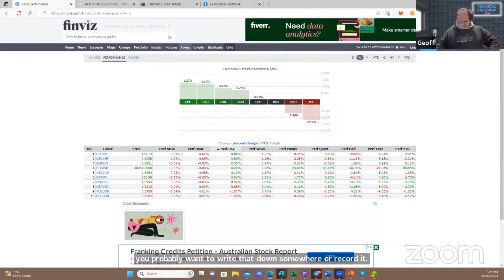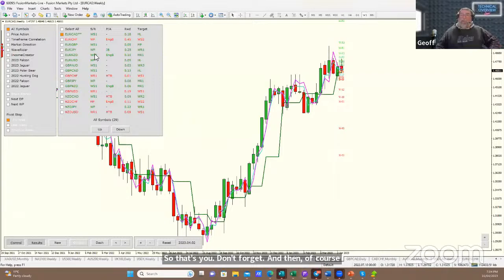And then, of course, it's opening up the charts. And I am fortunate enough to have the market scanner here provided to us by the Action to Wealth team. And it only shows me two things, or two currency pairs this week that I'm really interested in.